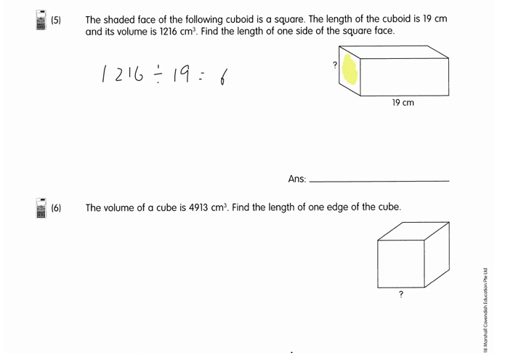Yun Chong, what does 64 stand for? 64 stands for the base area, right? Okay. So now, what's the next step? Square root 64, because you are given area, you can only square root it. You cannot cube root an area. Okay, and 8 what? 8 cm. So please know your dimensions.